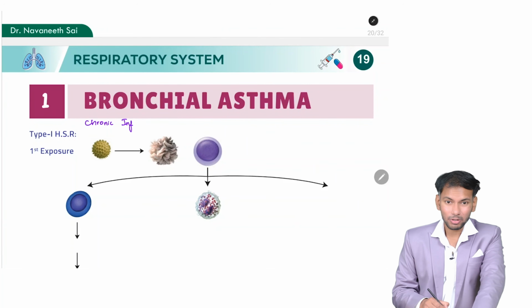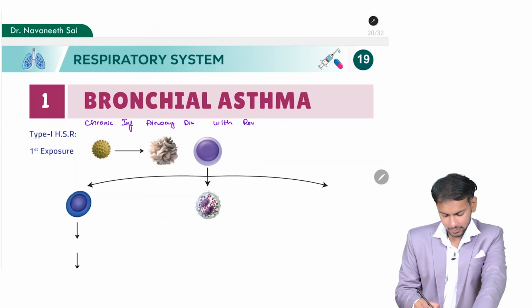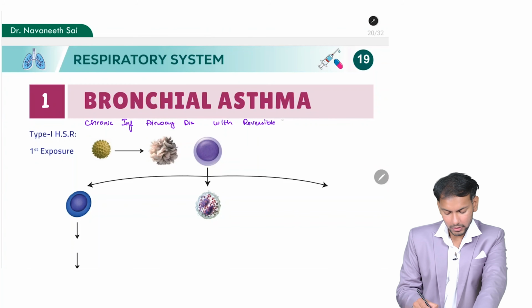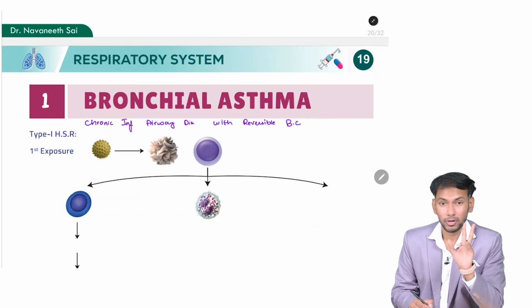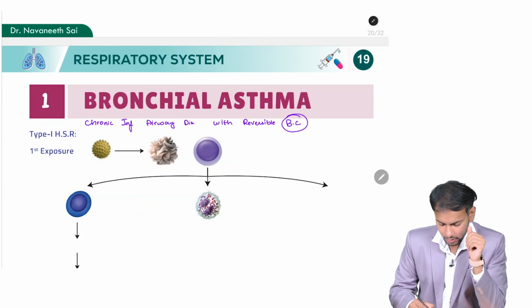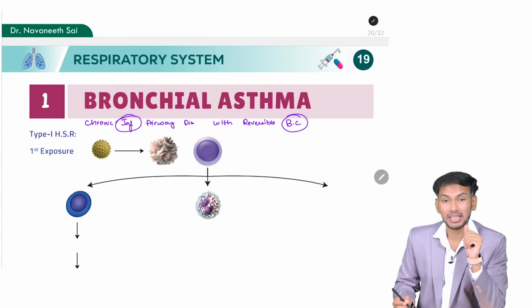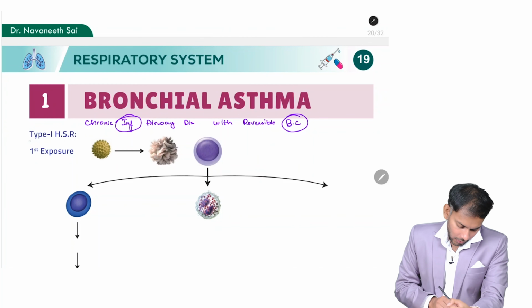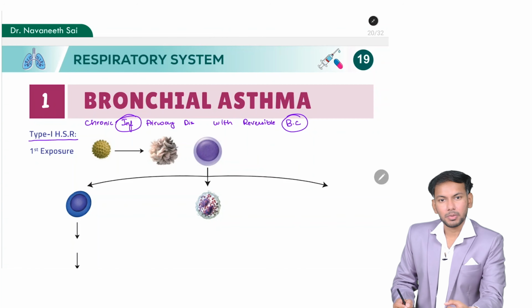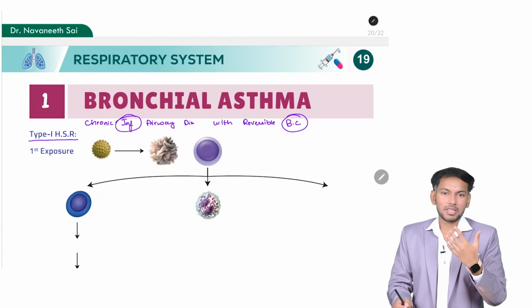It is a chronic inflammatory airway disorder with reversible bronchoconstriction. That means the bronchoconstriction can be reversed. So here you have to treat two things: one is the bronchoconstriction and the second one is inflammation. This is going to be the aim of our treatment. Now, bronchial asthma is a type 1 hypersensitivity reaction.